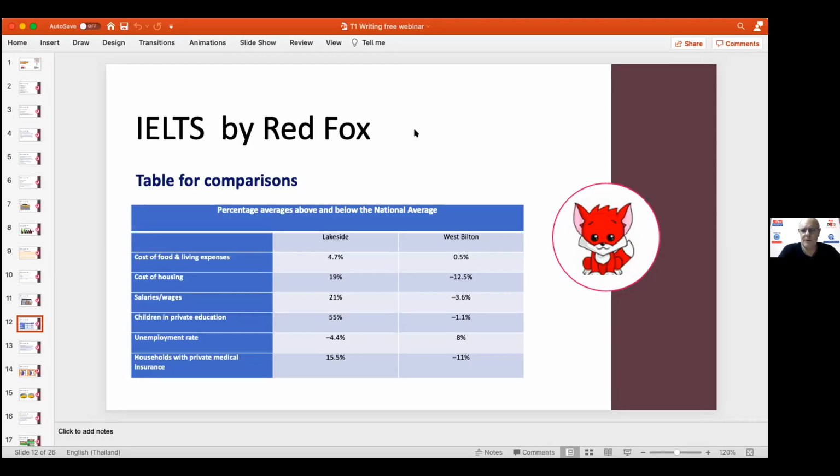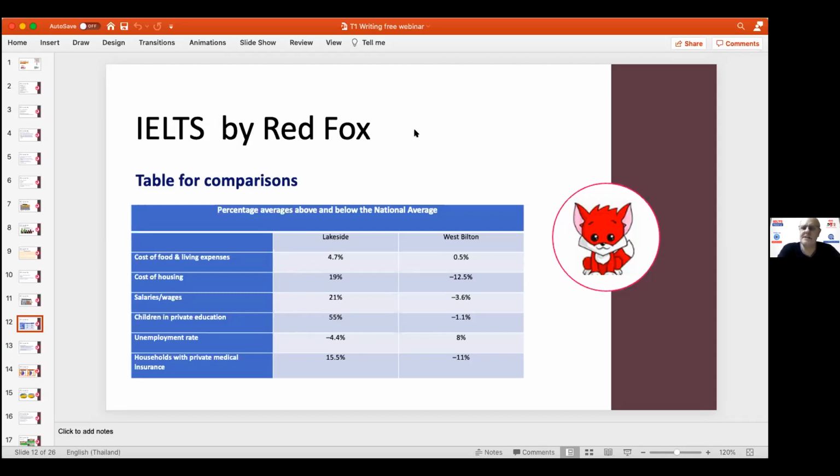So we see one of these cities is clearly more affluent than the other. In most categories, the percentages are well above the national average, other than unemployment. And we wouldn't really see unemployment in this particular city if we can have high salaries and the people here can afford private medical insurance and private education for their children.